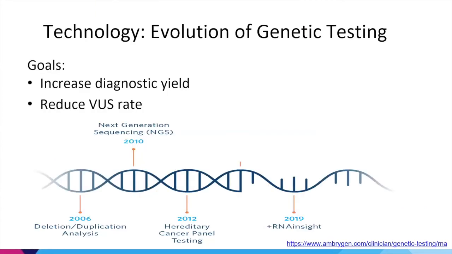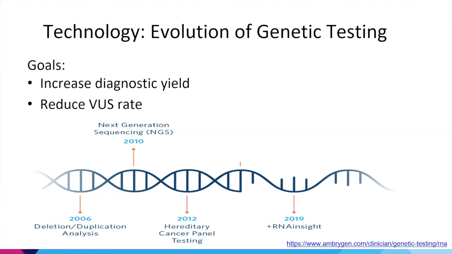Okay, let's talk about technology, because I think this is some of the most exciting aspects: technology in genetic testing and understanding of genetics is rapidly developing. Overall, the main goals of developments in technology are to increase the diagnostic yield in genetic tests, to pick up patients and be able to find the hereditary predisposition in families that we couldn't previously identify, while also reducing the variant rate.